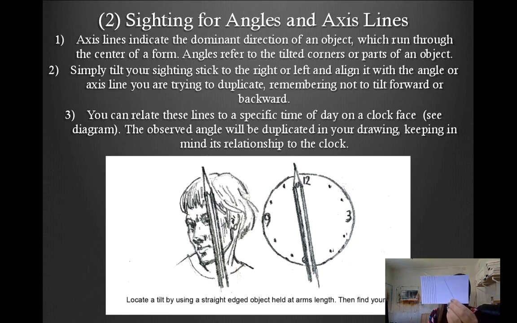It's probably reversed for you guys, but let's see, if we had like a 1 o'clock angle, it would be like that. And like a 2 o'clock angle would be like this. So different angles. So you can think about the clock.